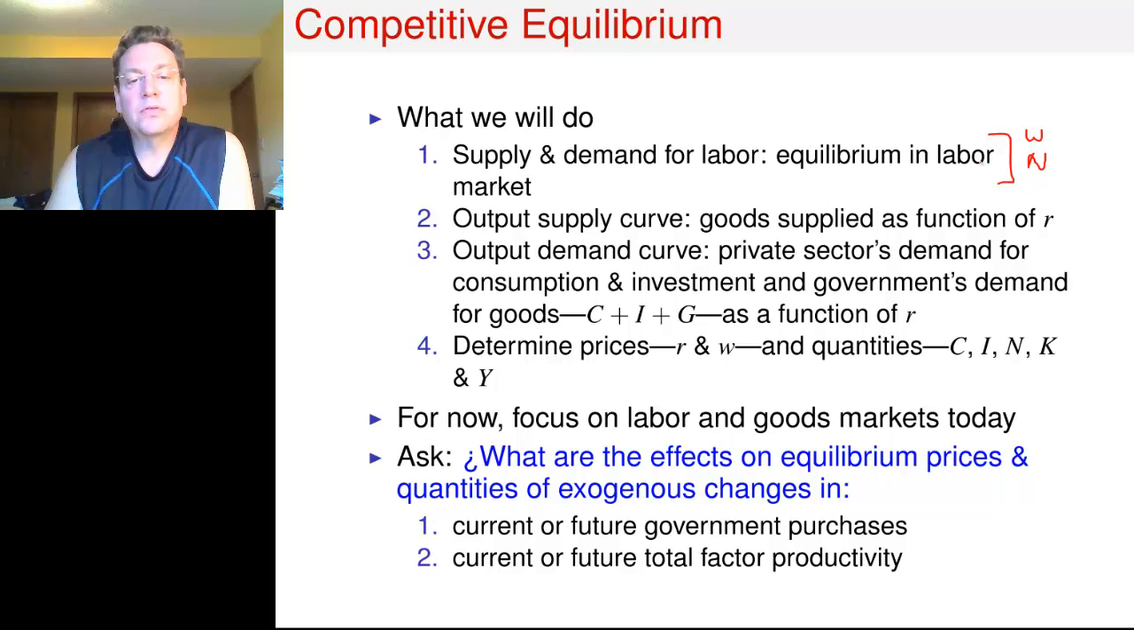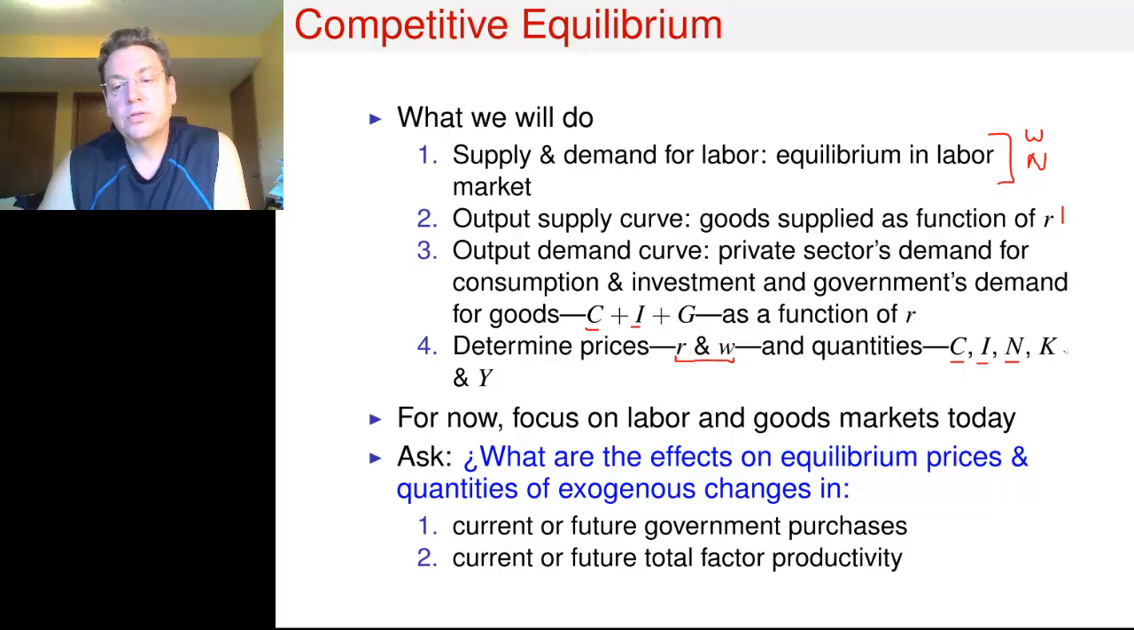Then we're going to derive that the supply of goods depends on the real interest rate. The demand for goods is also going to depend on the real interest rate. Consumption, as we know already, and investment both depend on the real interest rate. So out of all of this is going to come two relative prices, the real interest rate and the wage, as I said, also the wage in the future, and then the quantities: consumption today, investment, employment today, the capital stock, actually this should probably be in the future, and output.